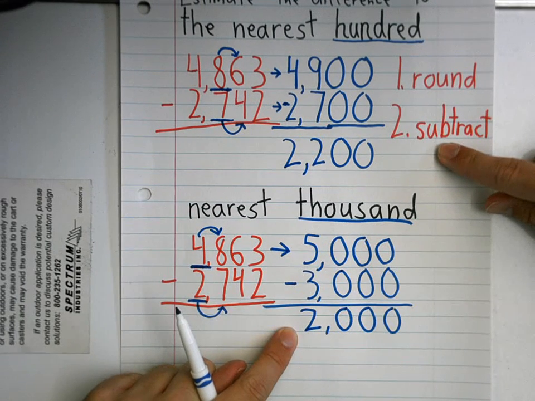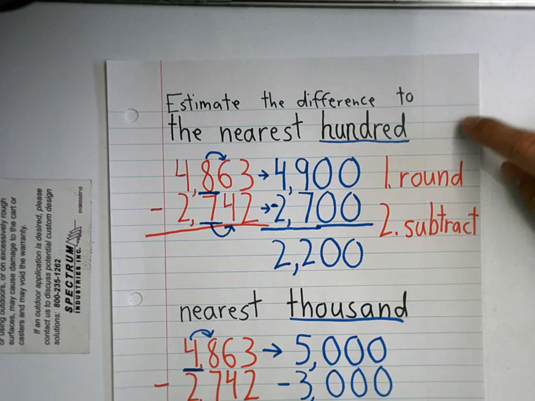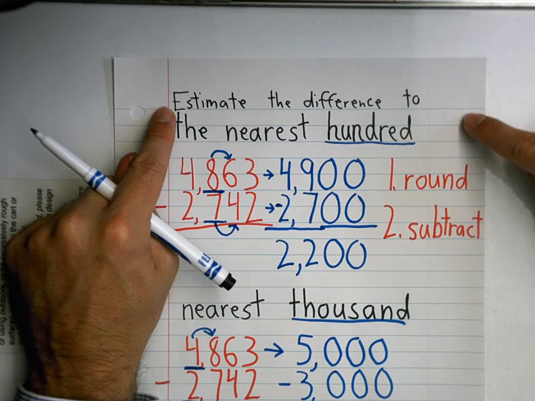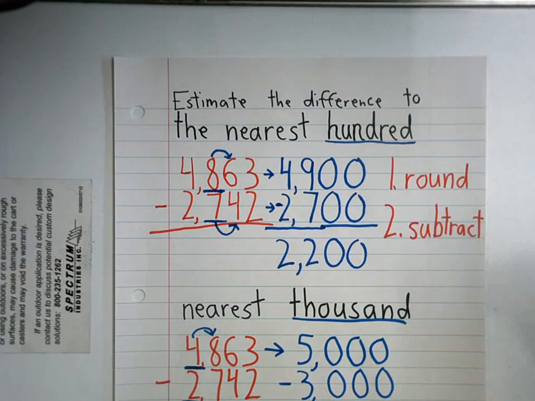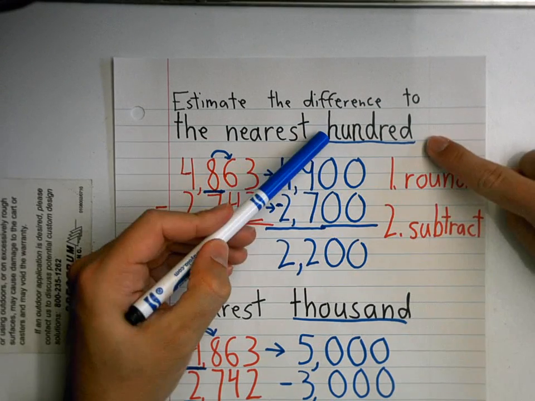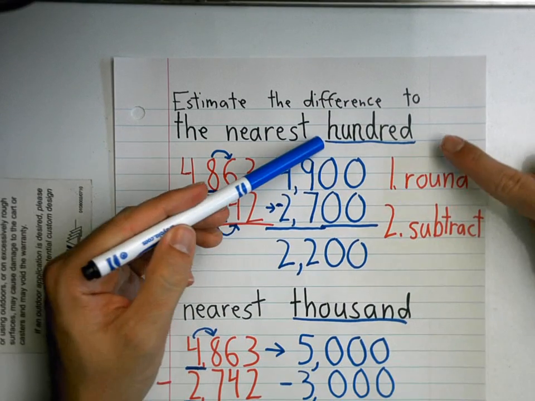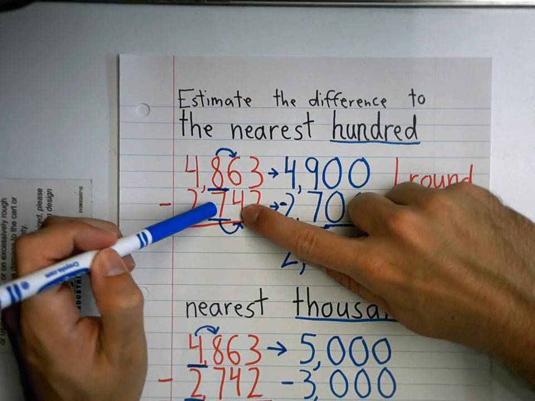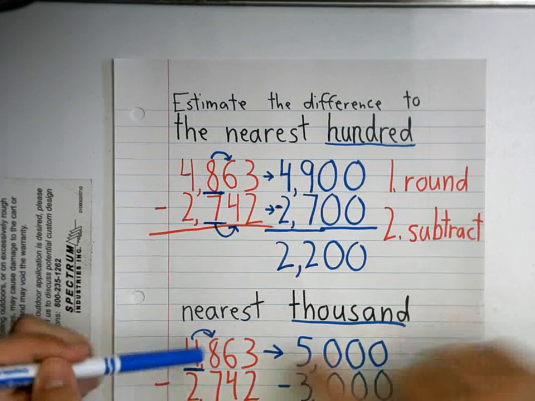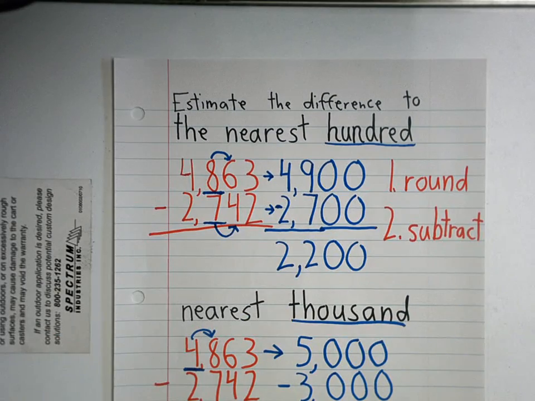Okay. So remember, estimate does not mean guess. It just means we have to round first. And what we're going to round to is which one it tells us. So in this case, it was the 100. We underlined the hundreds. This one, it was the 1,000. We underlined the thousands. The key is to pay attention to which place it tells you, because sometimes it can get tricky. Okay?